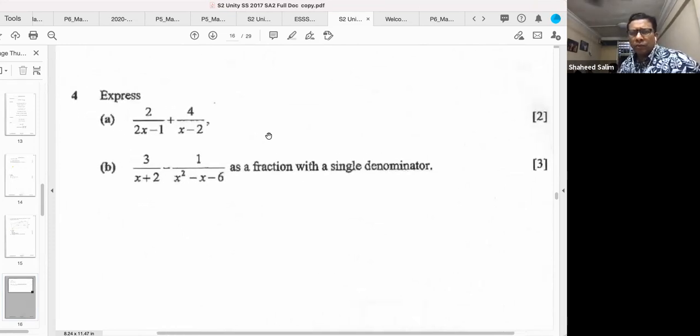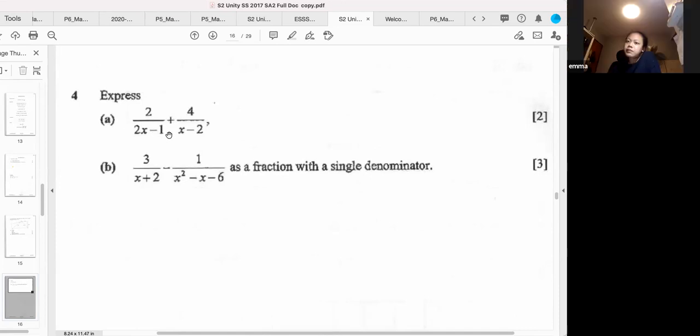Express what? Oh, hold on. This one, they don't say the thing. Okay, maybe what they mean is express as a single fraction. Let me just check, because the instruction is not clear for this one. Hold on. Okay, they want you to have a single denominator for this one also. So you do for A first, for A.